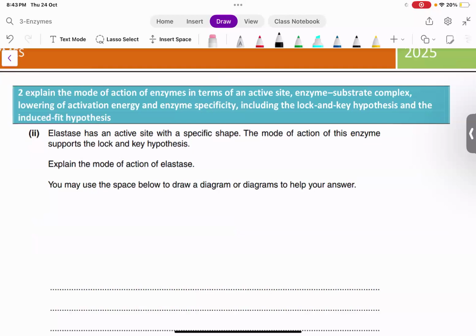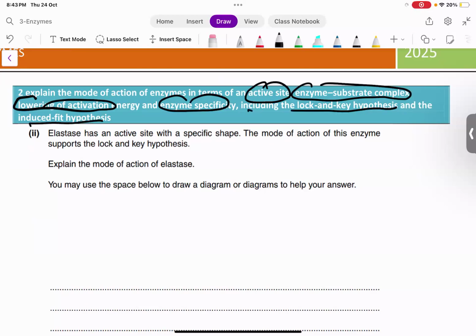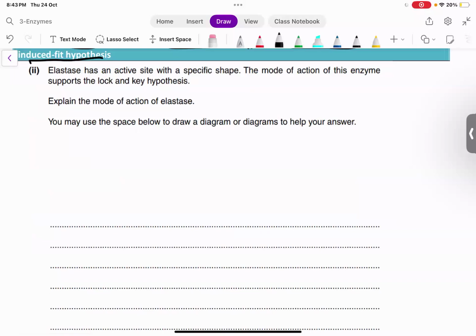Now let's see, explain the mode of action of enzymes in terms of an active site: enzyme substrate complex, lowering of activation energy, enzyme specificity, including the lock and key hypothesis and induced fit model. You have a question on it. Elastase has an active site with a specific shape. The mode of action of this enzyme supports the lock and key hypothesis. Explain the mode of action of elastase. Like you are asked to describe the lock and key model. Okay, and you may use the space below to draw a diagram or diagrams to help your answer.